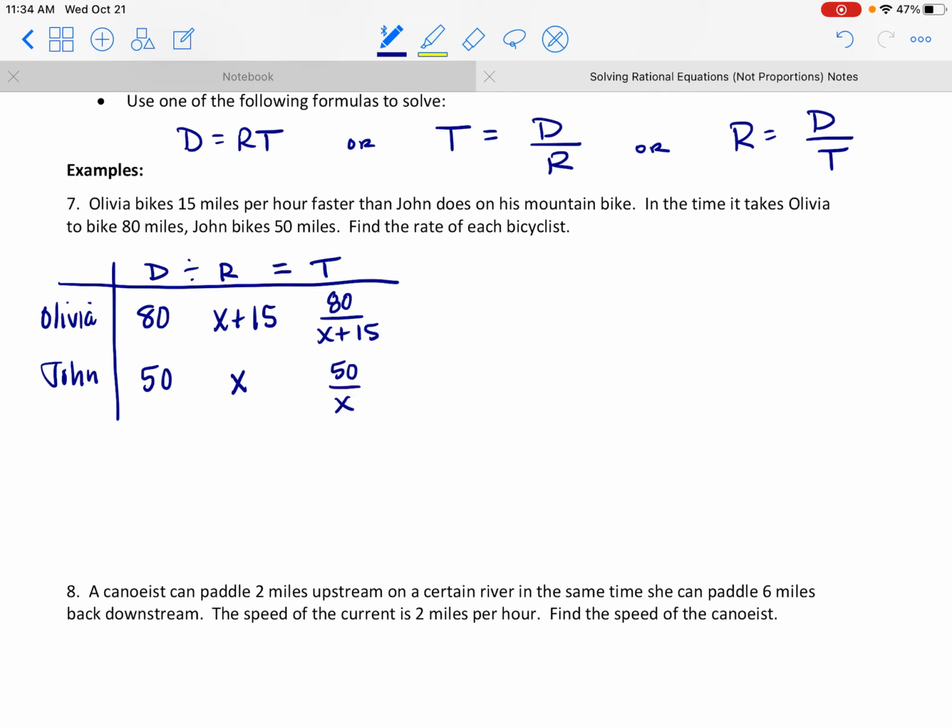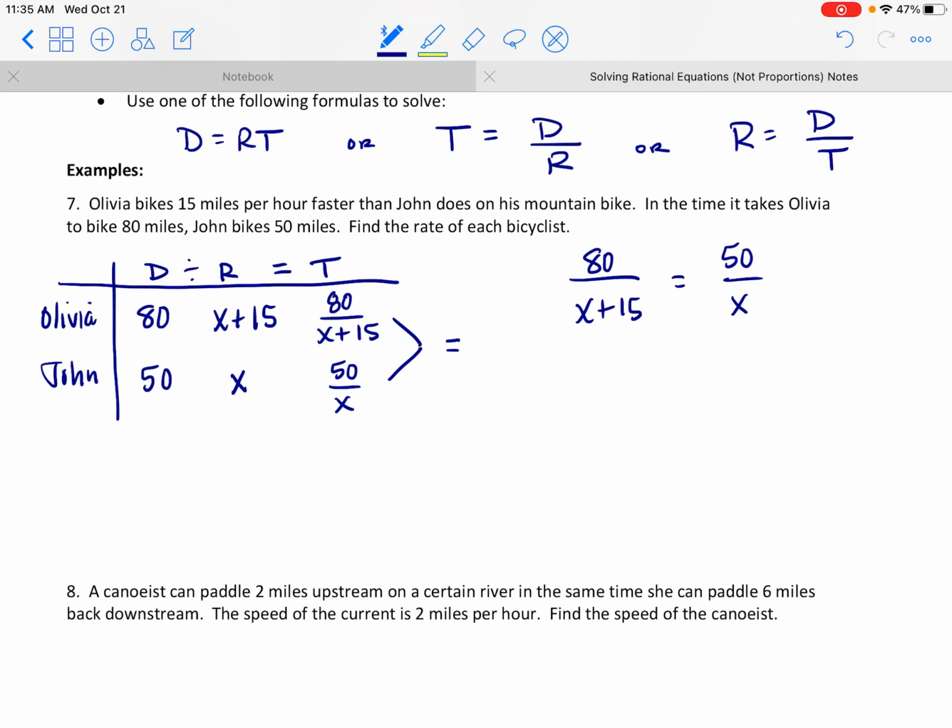And the same thing for John, I can take the distance of 50 and divide it by the rate of x. And now since she can do this in the same time he can do this, that means that these two times for Olivia and John have to be equal. So our equation is going to be 80 over x plus 15 equals 50 over x. John's time has to equal Olivia's time. Her time for 80 miles is the same as his time for 50.